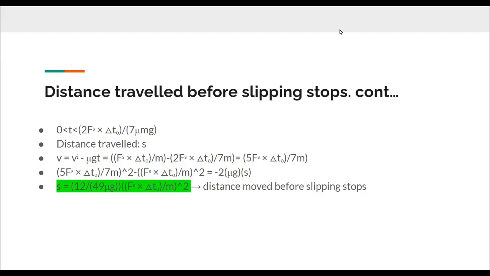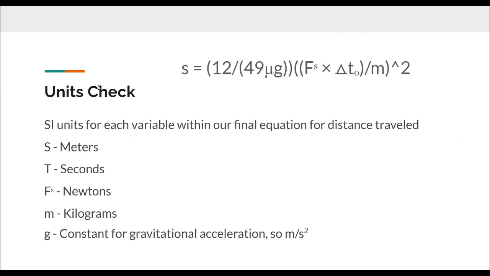Now that we have found our equation for the distance moved before the slipping stops, we can talk about the units. For our equation, S is going to be in meters. The units are in meters, and then our time is in seconds. And then we have this F of S, which is calculated in newtons. And then our mass is going to be in kilograms. And then we have g, which is the constant for gravitational acceleration, which is in meters per second. And then we also have the kinetic friction coefficient, which is unitless.